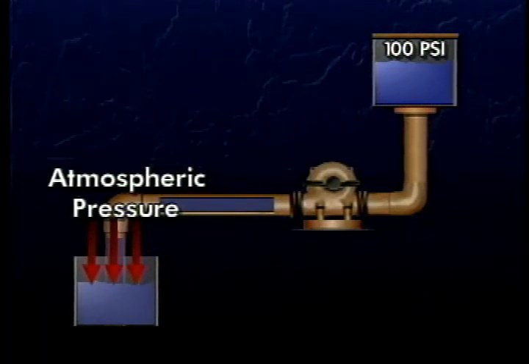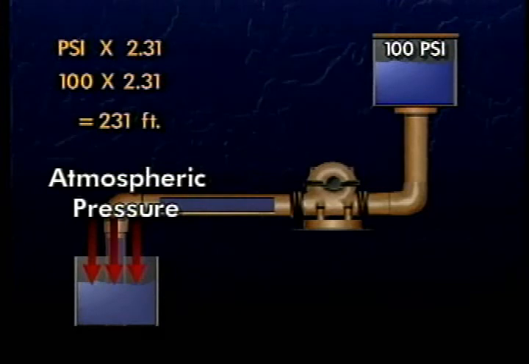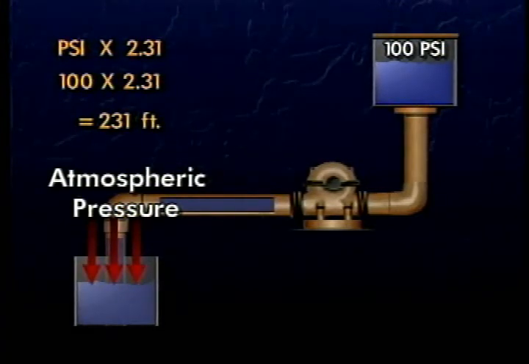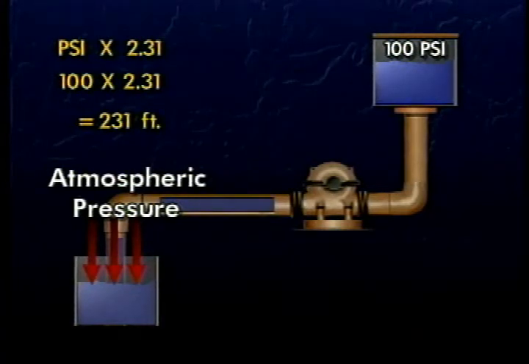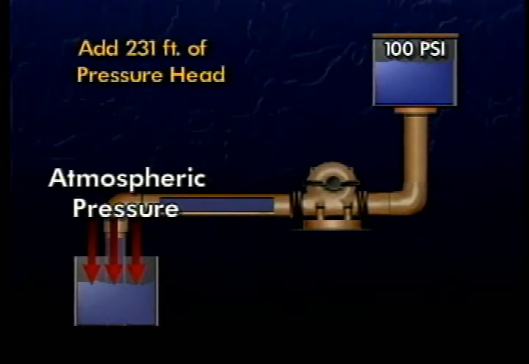Now, remember that to convert from psi to feet, we multiply psi times 2.31. 100 times 2.31 is 231. So 100 psi is the same as 231 feet of head. To overcome the 100 psi of pressure on the discharge side, the pump must work harder, so we add 231 feet to the total head.